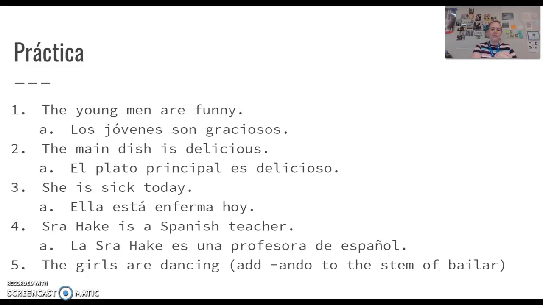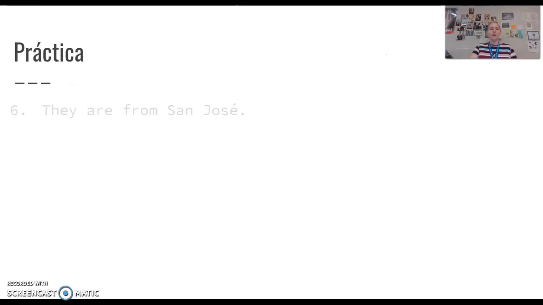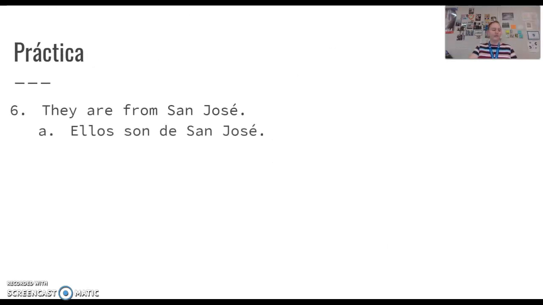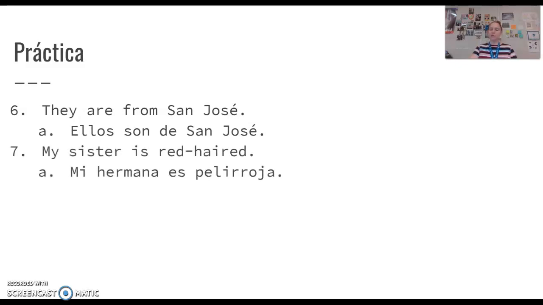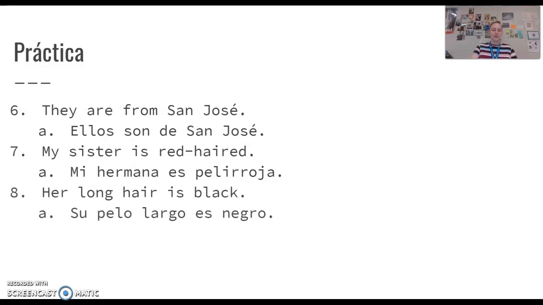Okay, the girls are dancing. That's the present progressive. So you would add ando to the end of bailar. We haven't quite gotten to that in the review. So las chicas están bailando. So that's your action in progress. If I look at them right now, they are dancing. They're from San Jose. Ellos son de San Jose. That is an origin. My sister is red-haired. Mi hermana es pelirroja. That is what she looks like. That is a description. Her long hair is black. Su pelo largo es negro. It's a description as well.